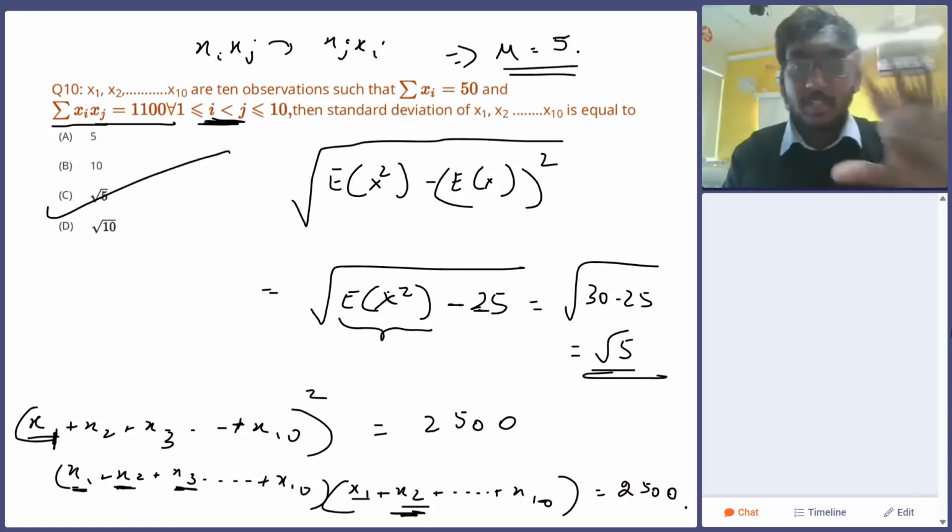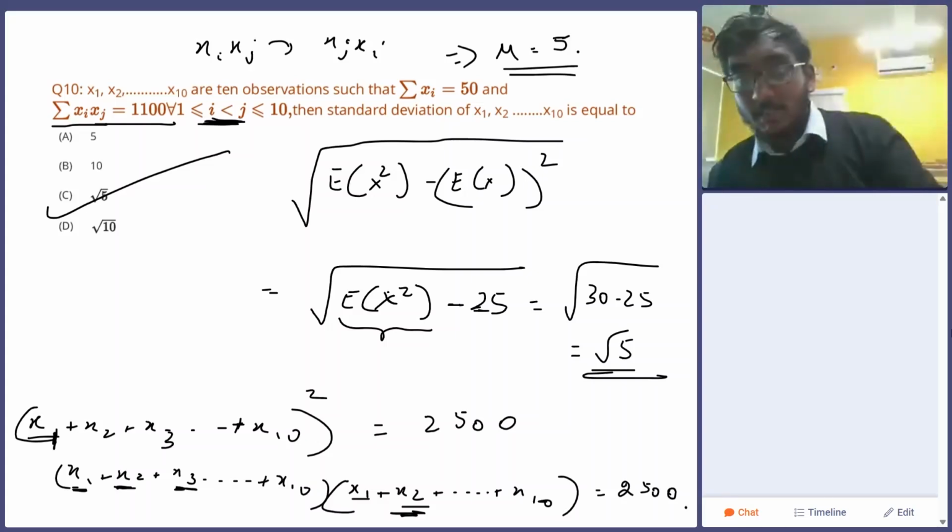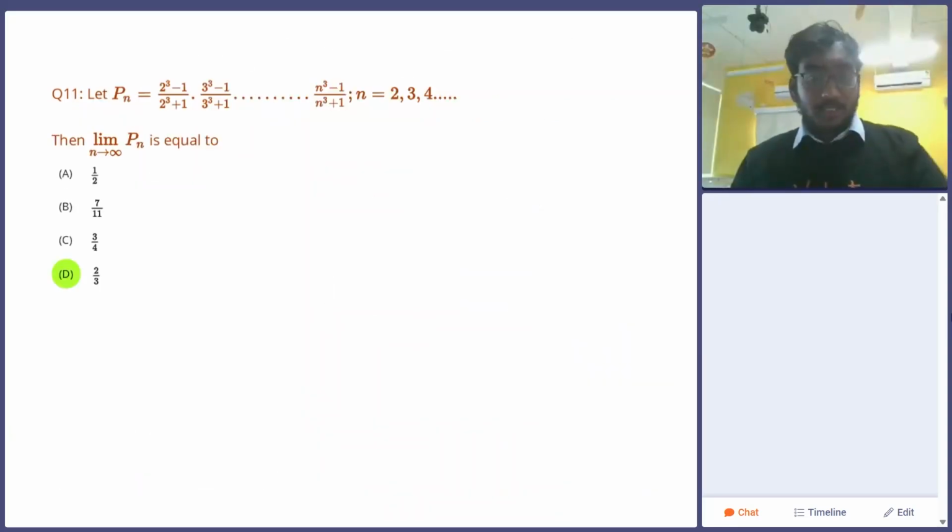Little bit difficult question. You should have understanding of how multiplication works. In this particular case, multiplication of these 10 terms with itself, what happens? That you should be knowing. So yes, and the 11th question is actually an infinite series, and product terms are there.